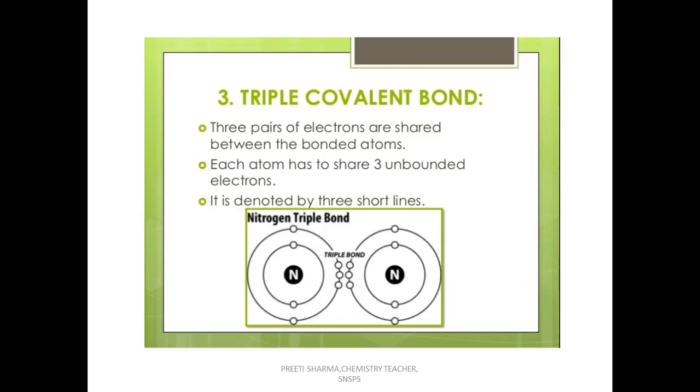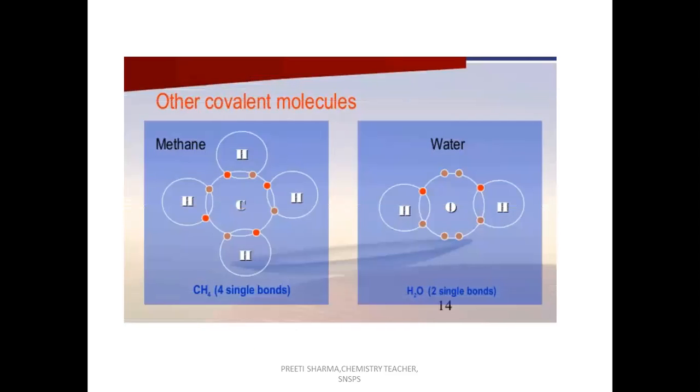Similarly, not only two similar non-metals, but dissimilar, or we can say more than two non-metals can combine to form a covalent bond. Here is your example. Other covalent molecules, right, like methane, and water, we have ammonia, we have methane, ethane, we have ethyne, we have many compounds, right?